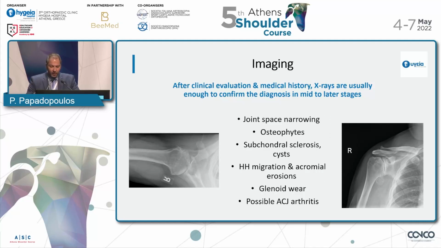After clinical evaluation and the medical history, the history of trauma maybe, X-rays are usually enough to confirm the diagnosis in mid to later stages, but not in early stages. So what we see on X-rays is joint space narrowing, development of osteophytes, subchondral cysts and sclerosis, humeral head migration. You have cuff tear arthropathy, glenoid wear, and maybe you have also AC joint arthritis.